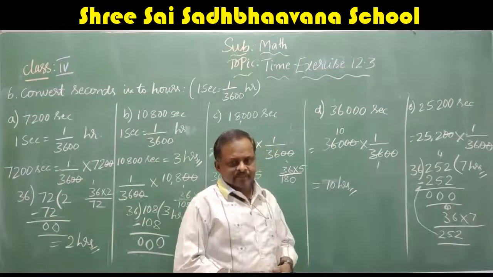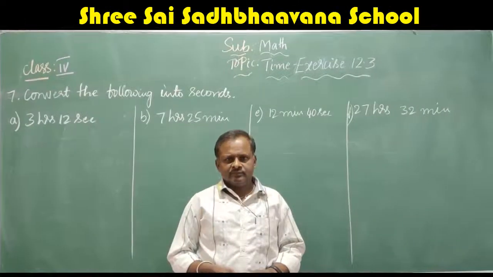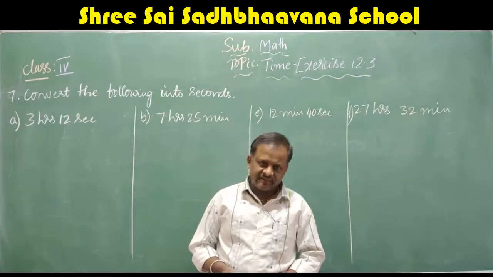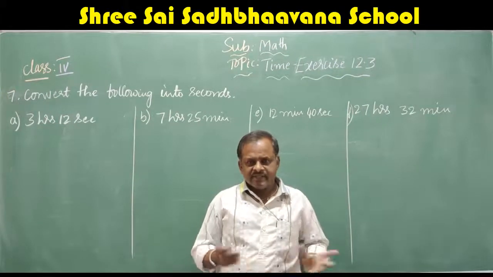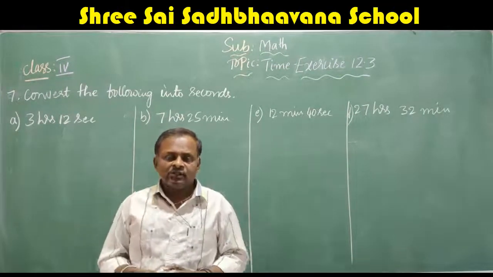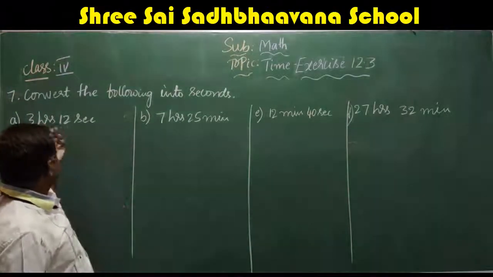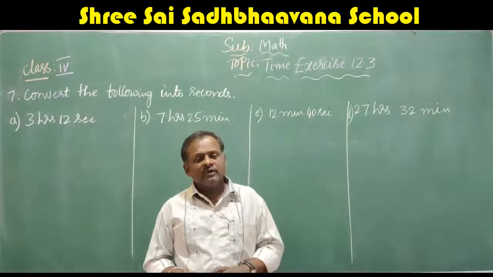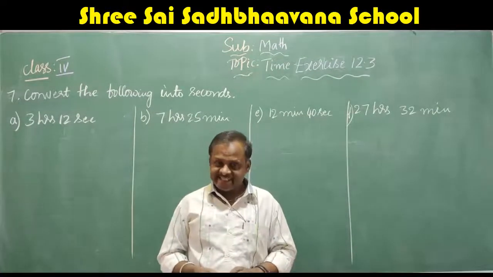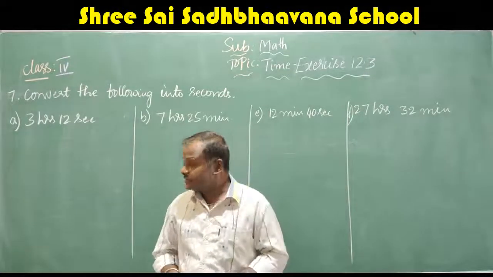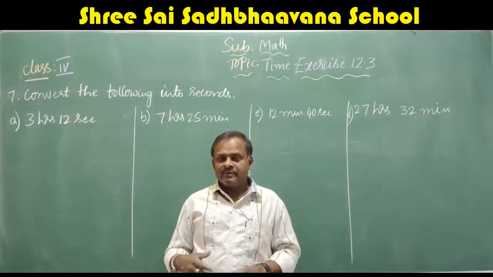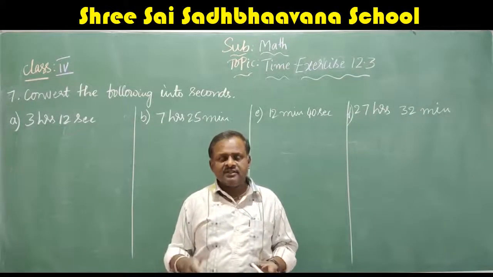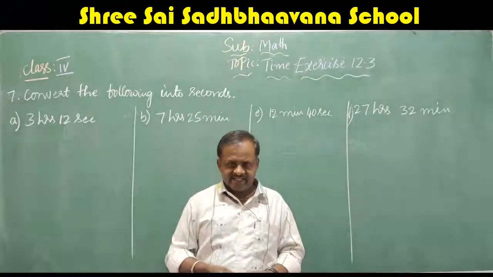Next we will move to the next main, the 7th main. Convert the following into seconds. They are given as hours and minutes, hours and seconds, minutes and seconds. You have to convert them totally into seconds. First problem, they are given 3 hours 12 seconds. You know very well 1 hour is equal to 3,600 seconds. So multiply 3,600 by 3. You will get some seconds. Then add these 12 seconds to that. Then you will get the total seconds.